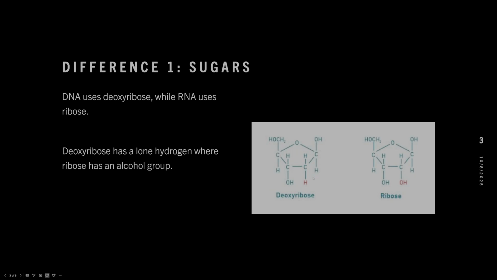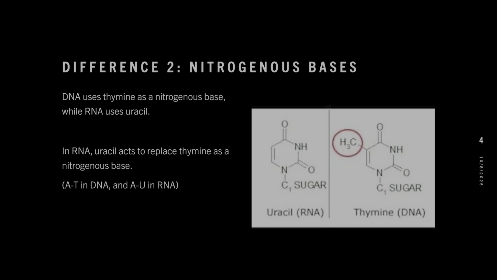Ribose has an alcohol group. So where deoxyribose has that hydrogen, ribose instead has an alcohol group. The second difference is the nitrogenous bases.